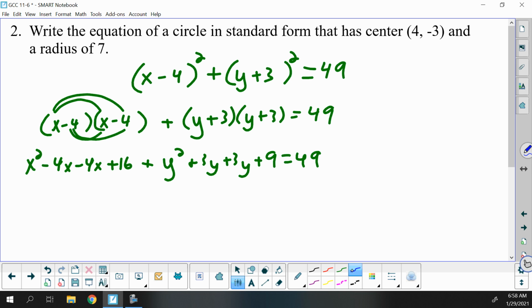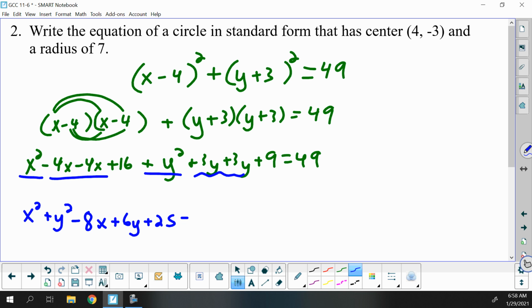Well, to be in standard form, we want the x squared and y squared coming first, then the x's and y's, and then the constants. Well, we only had one x squared, so we'll start with that. We have one y squared. For our x's, we've got negative 8x. For our y's, we have plus 6y. And currently for our constants, we have 16 and 9, so that will give us 25, and we're equal to 49.